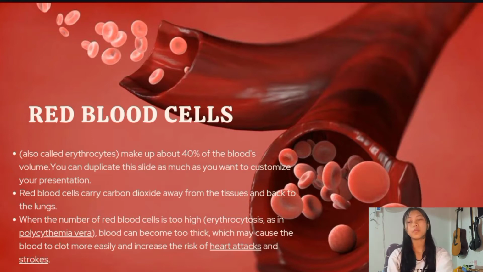Red blood cells carry carbon dioxide away from the tissues and back to the lungs. When the number of red blood cells is too high, which is erythrocytosis, as in polycythemia vera, blood can become too thick, which may cause the blood to clot more easily and increase the risk of heart attacks and strokes.